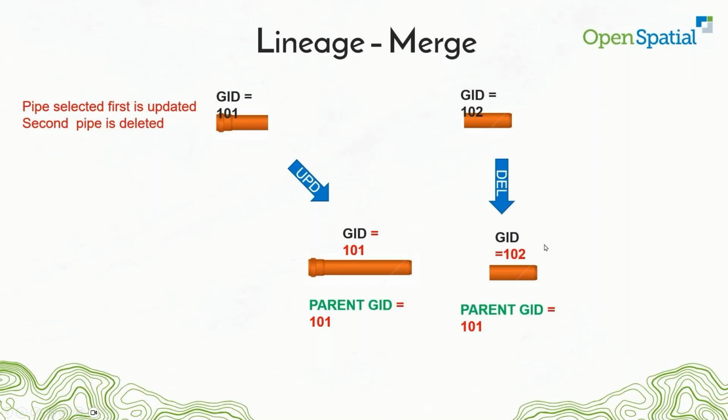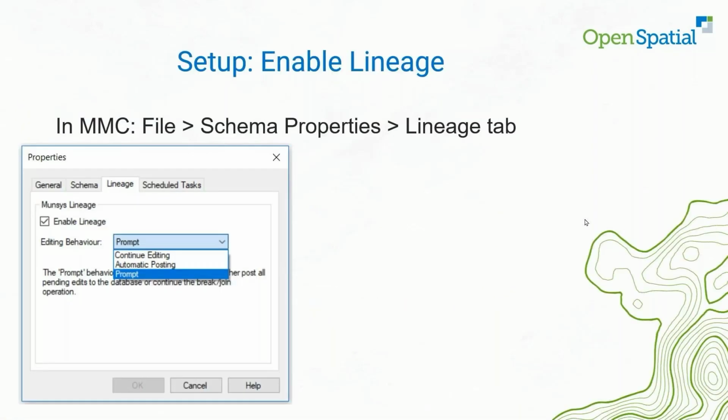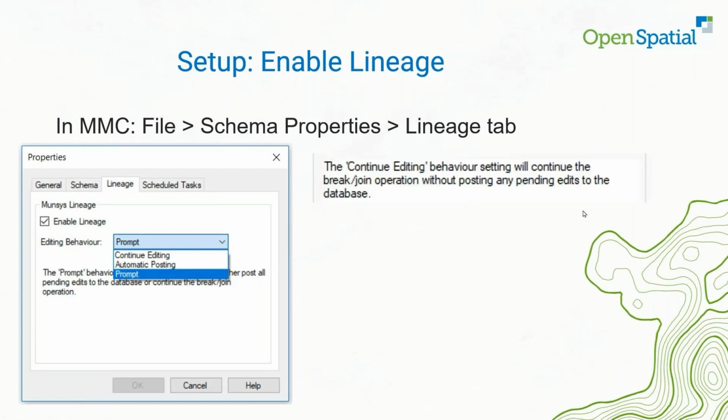And in the second pipe that it's deleted, it will make the parent GID 101. So that's then the merge pipe, how that would work. So how do we set up? You go into the Munsys Management Console, and we go and enable Lineage on there.